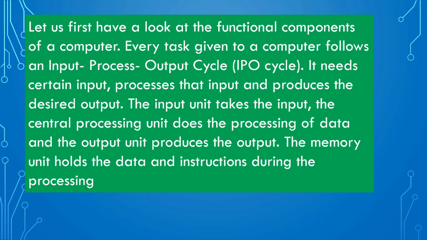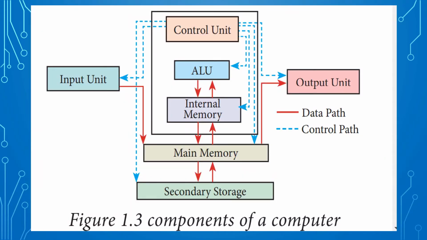So input is given to the computer, the central processing unit processes the data, and the output unit provides the output, and the memory unit holds the data and instruction during the process. There are two types of memory, secondary memory and primary memory. Now we can see a diagram to understand the components of a computer.